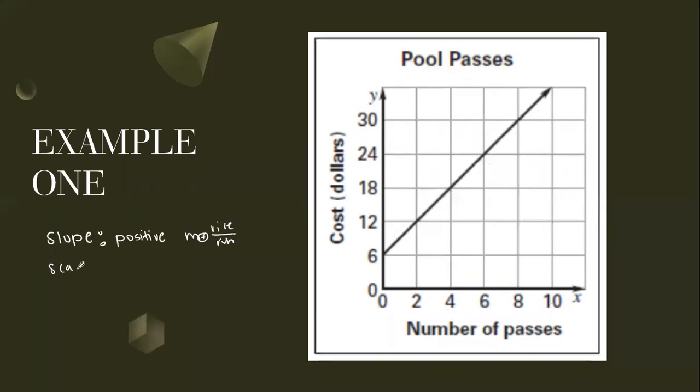My second question is we have to look at the scale. So what is the x-axis going by? Sorry, I'll put it here. 2. Perfect. So my x-axis is going by 2s. That's important. And what is my y-axis going by? 6. So that's just important for when I do my rise over run. What is the y-intercept of this graph? 6. So it's the y-axis at 6.